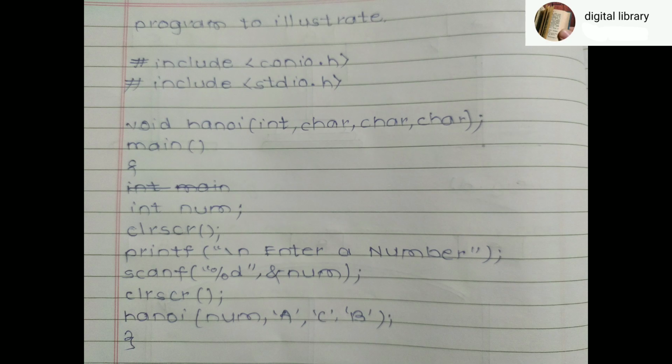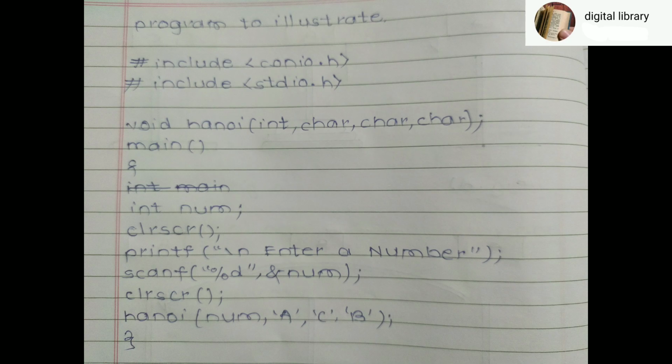Now void hanoi, this is a function, and we are defining int and char. Now the main function starts. int num is for defining that num is an integer. Now clrscr is for clear screen. Now printf \n, this is for next line, enter a number. So we are telling the user to enter a number.